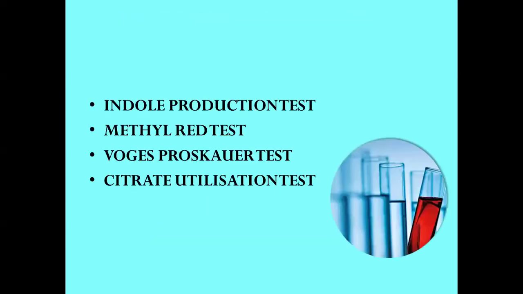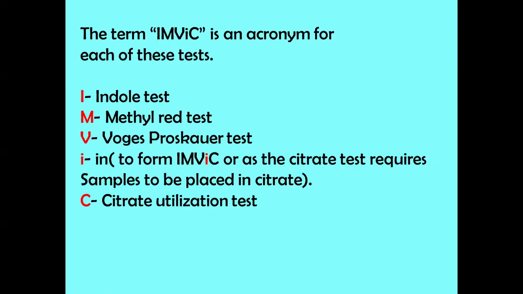What is this IMViC, and how is it derived? I stands for indole production test, M stands for methyl red test, V stands for Voges-Proskauer, and C stands for citrate utilization test. So the term IMViC is an acronym. It is derived from the indole, methyl red, and Voges-Proskauer tests, and the last test we perform in citrate agar medium. The small i is added to differentiate it and to form the term IMViC.